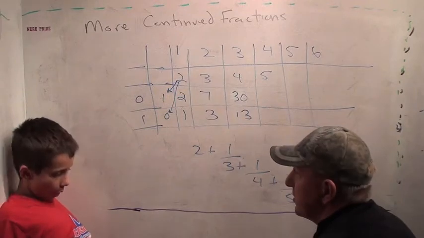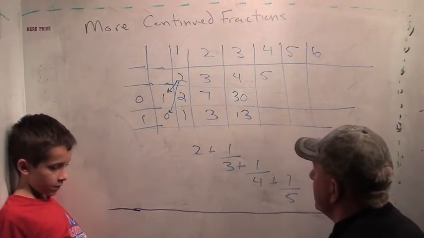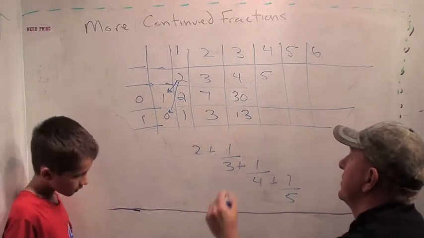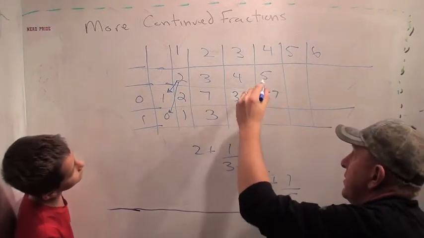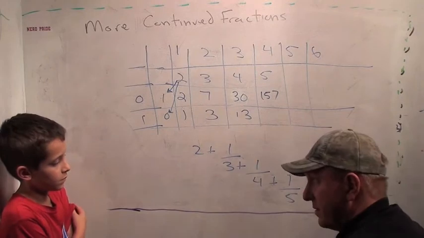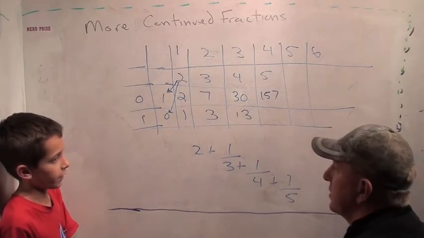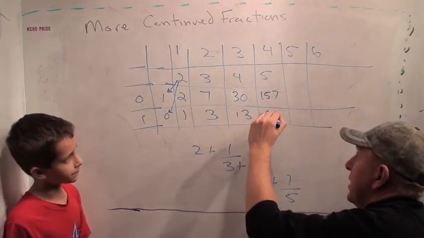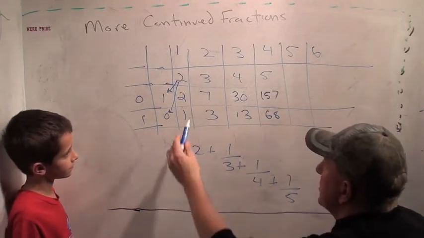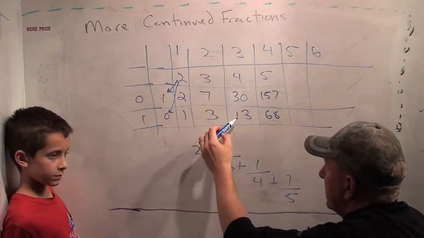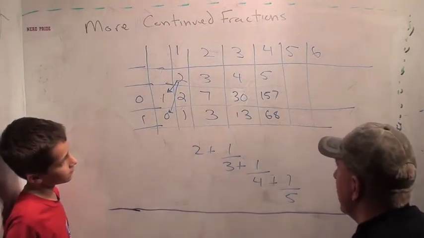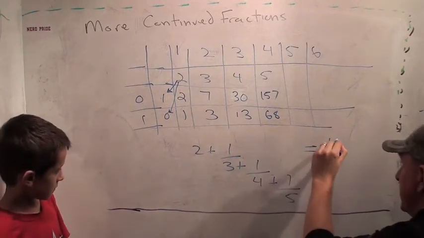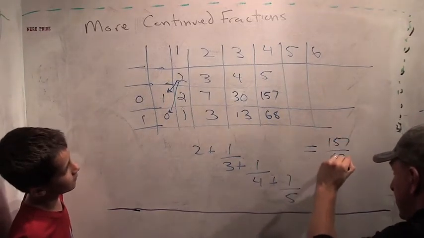5 times 30 is 150, plus 7 is 157. And then 5 times 13 is 65, plus 3 is 68. So these are our convergents, 2 over 1, 7 over 3, 30 over 13, and 157 over 68. So that's the last one. If we evaluate this continued fraction, we should get 157 over 68.